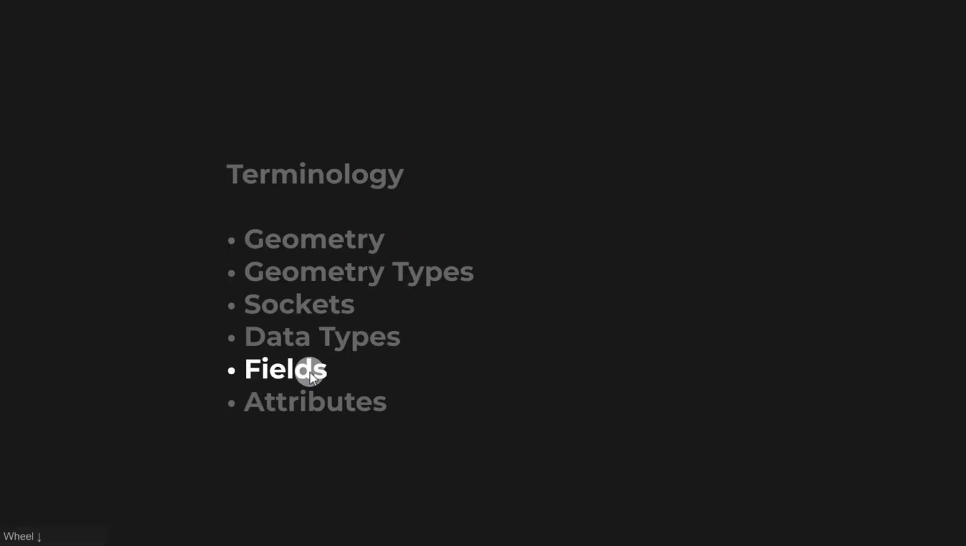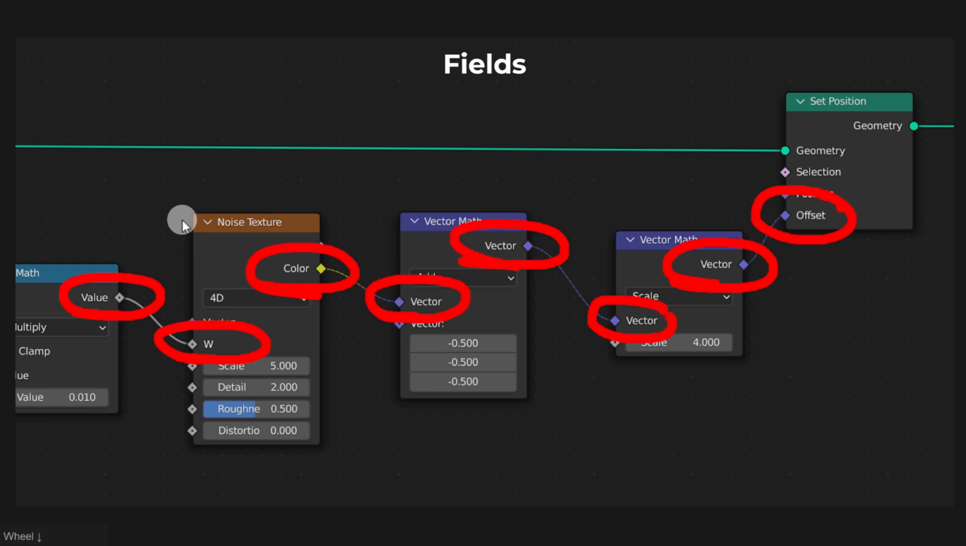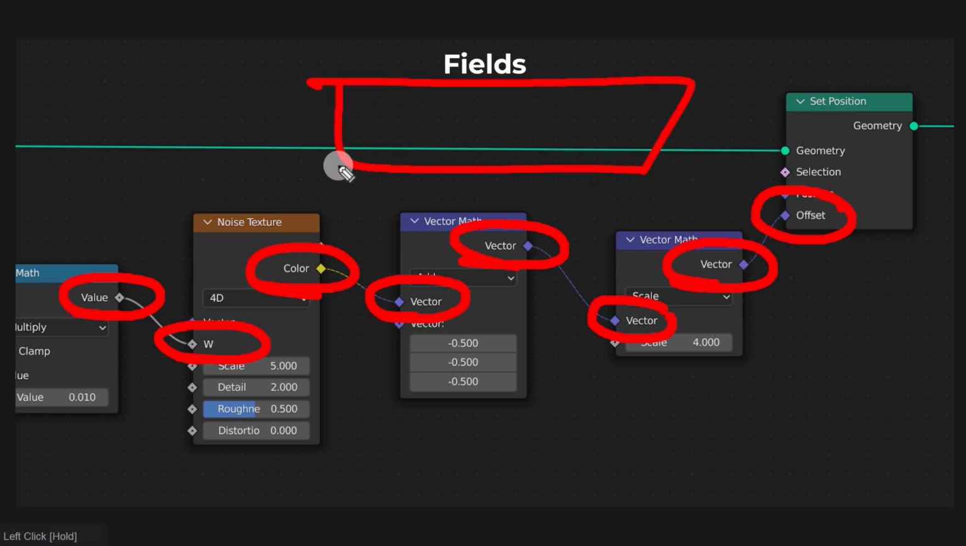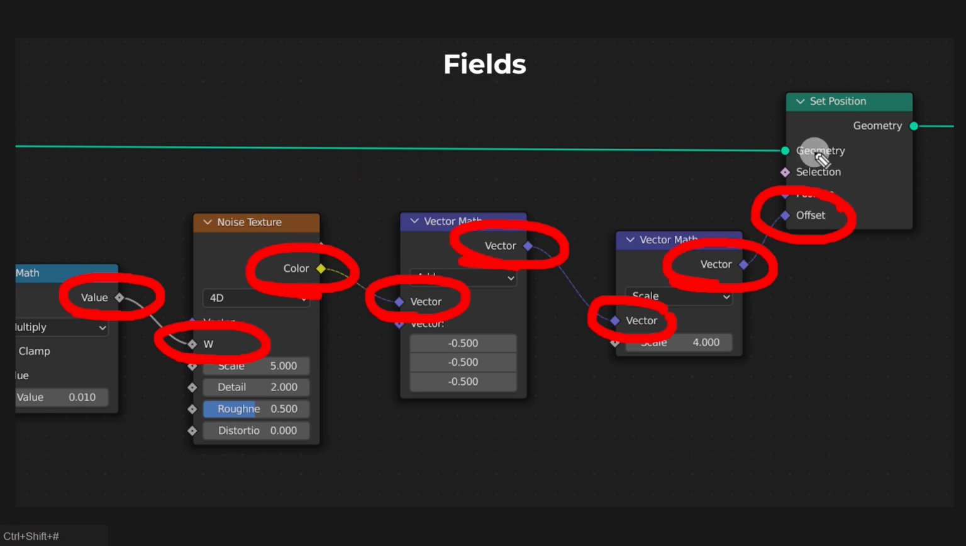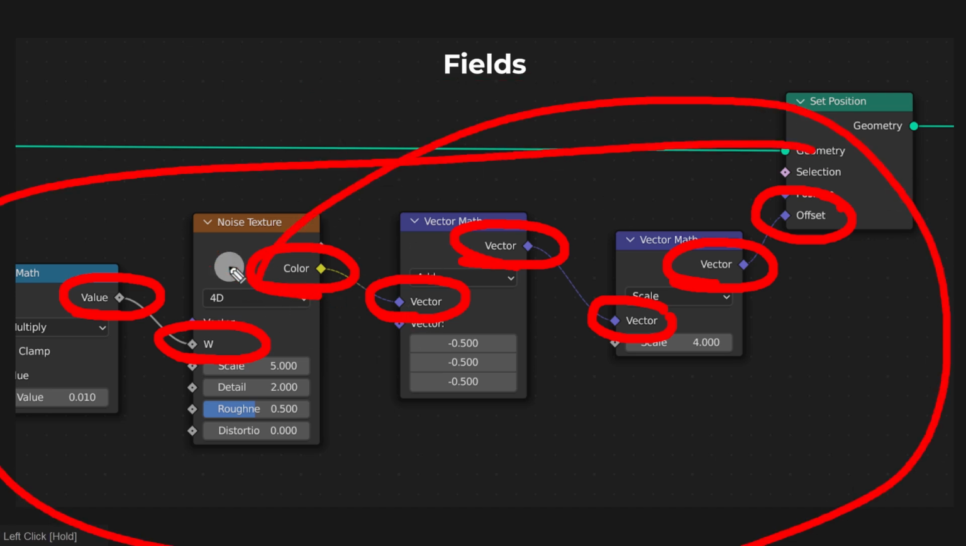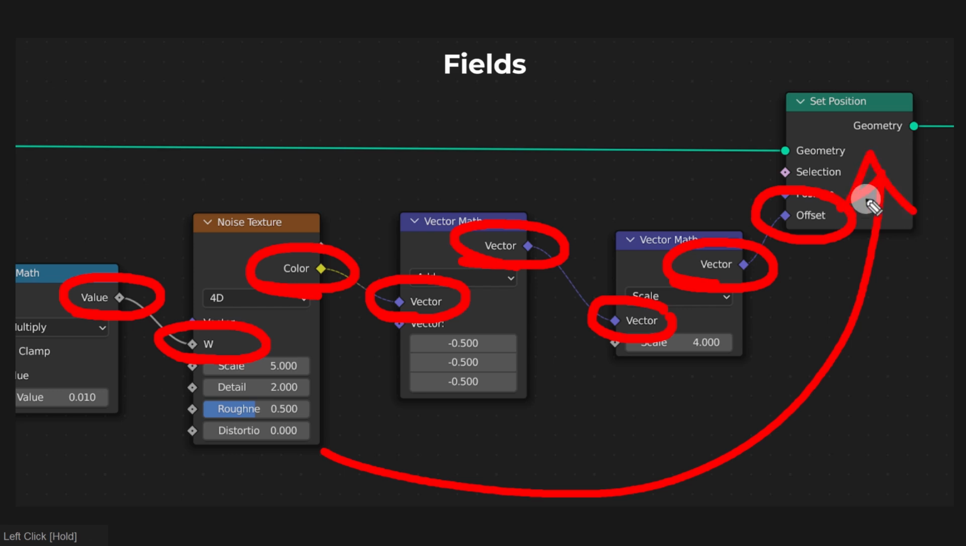Next up, we have fields. So fields, we know that they're basically going to be a recipe for our geometry, right? So we know fields are going to be interacting with individual points within our geometry. And all of this right here makes up the field, and that field gets applied to our geometry.